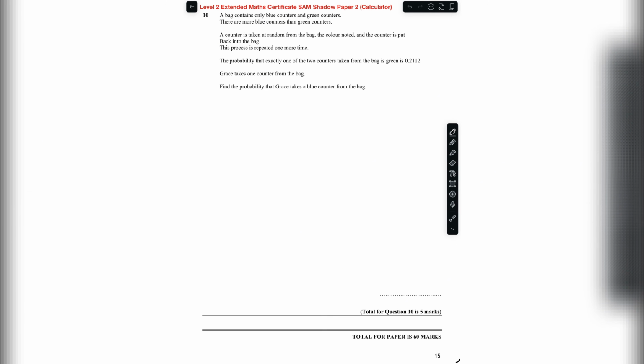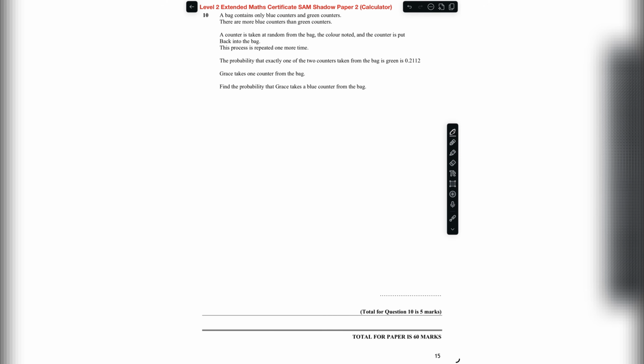In the next question, we are told that a bag contains only blue counters and green counters. There are more blue counters than green counters. A counter is taken at random from the bag, the color noted, and the counter is put back into the bag. This process is repeated one more time. The probability that exactly one of the two counters taken from the bag is green is 0.2112. Grace takes one counter from the bag. Find the probability that Grace takes a blue counter from the bag.